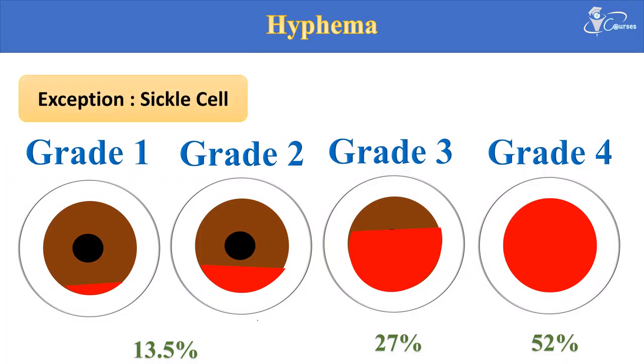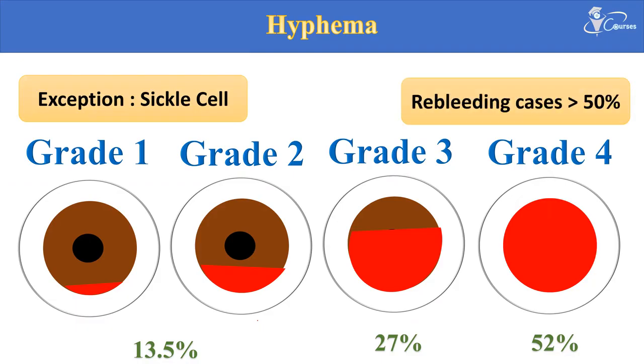And for patients with sickle cell, it is a totally different story. In rebleeding cases, the risk will be higher than 50%. So those patients are at more risk of developing glaucoma.